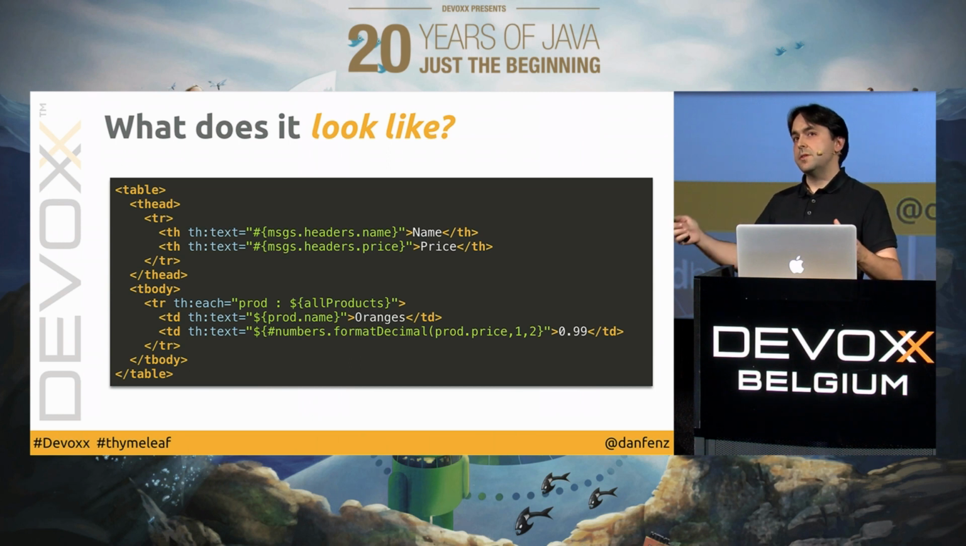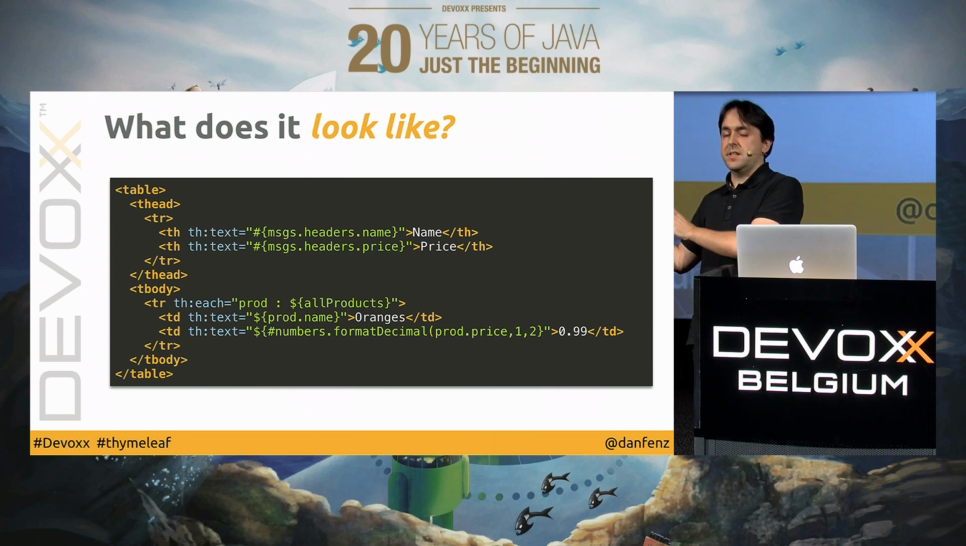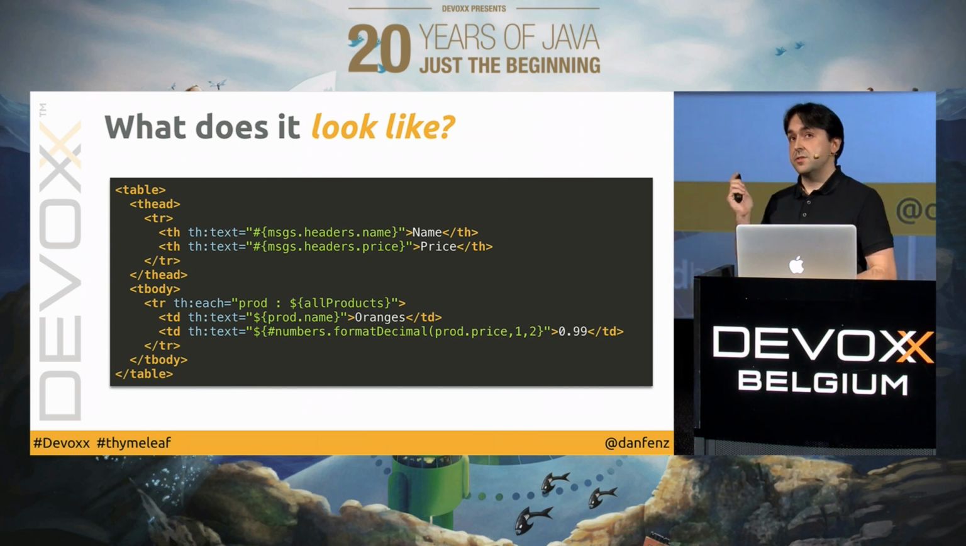It simply says evaluate this expression, and whatever comes out of the result of this expression, use it for replacing what is being expressed as the body of this tag. So those two th:text you see at the top, which are actually message expressions, internationalization expressions, will simply replace name and price with their internationalized versions. Then also th:each, which you can see in the bottom.